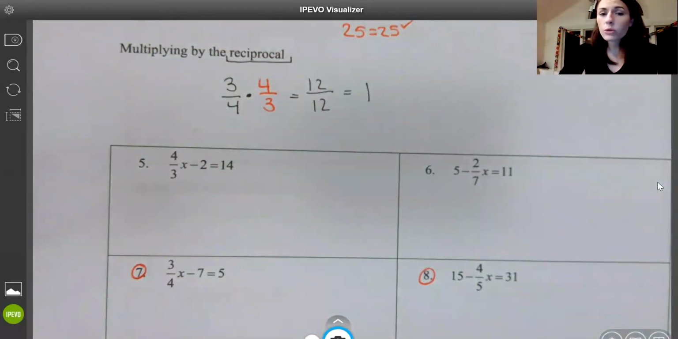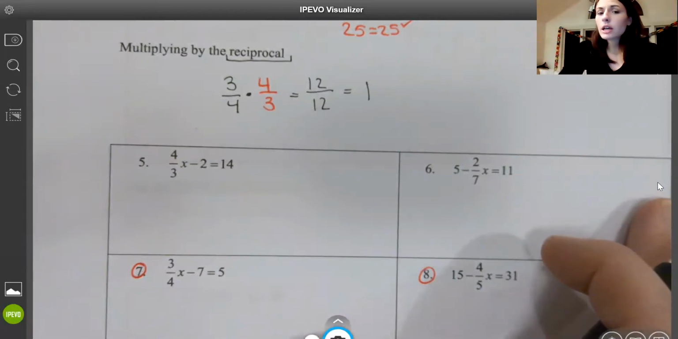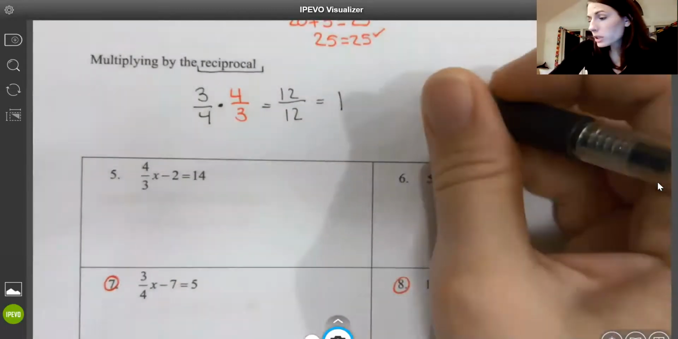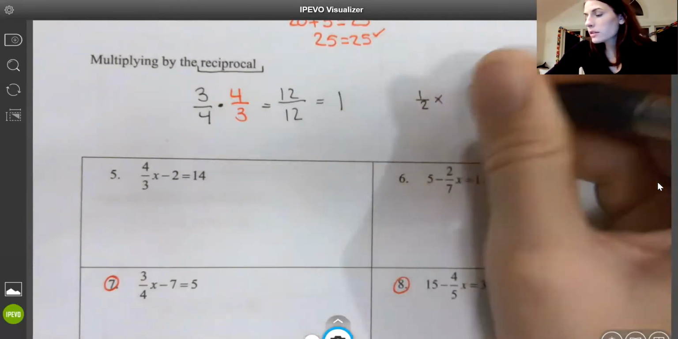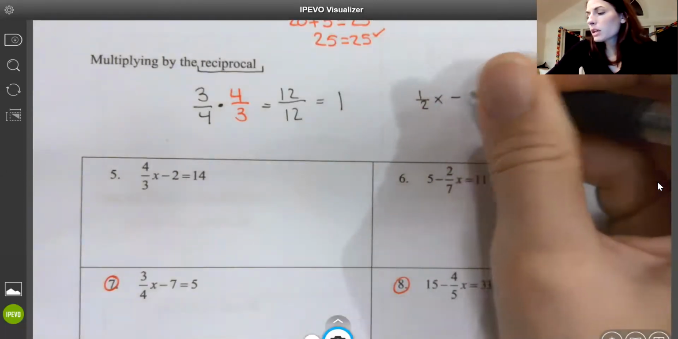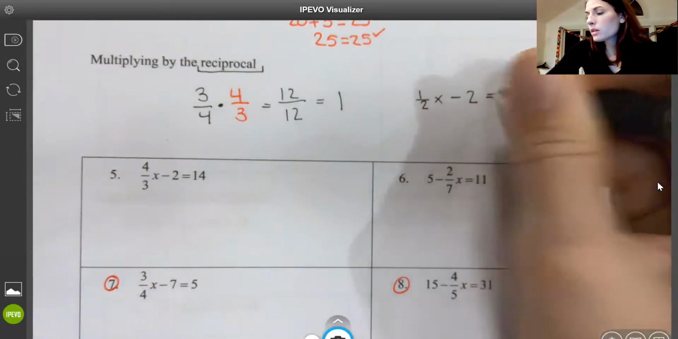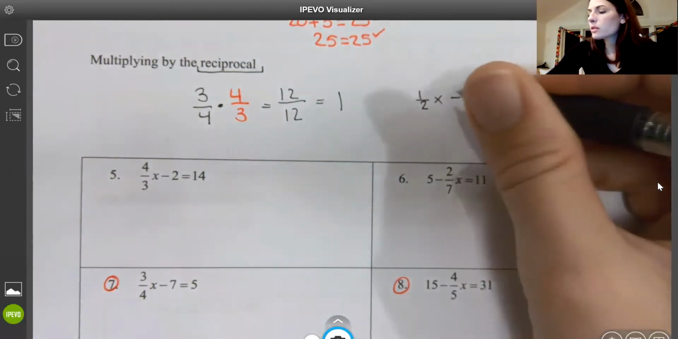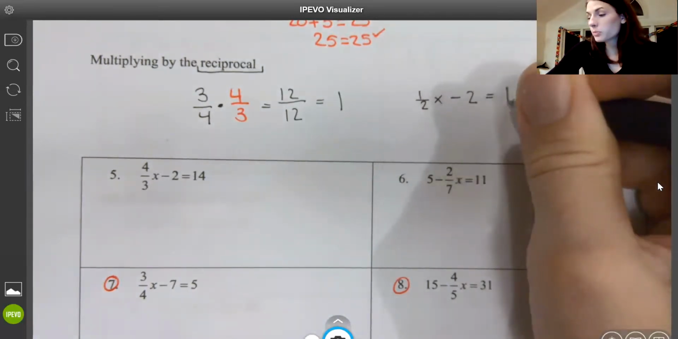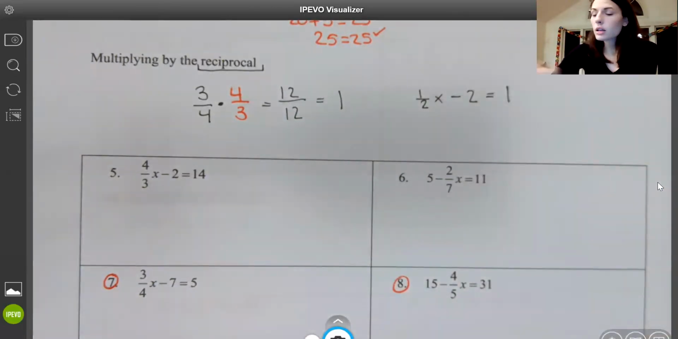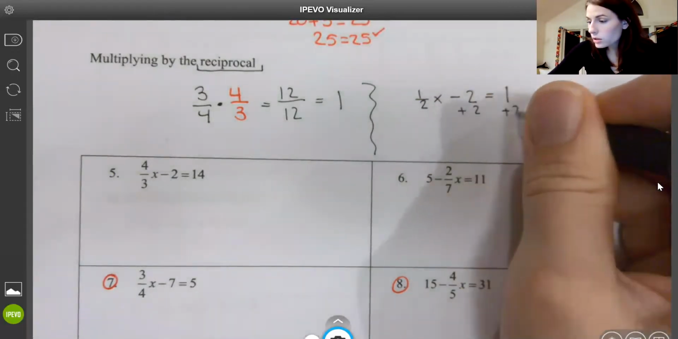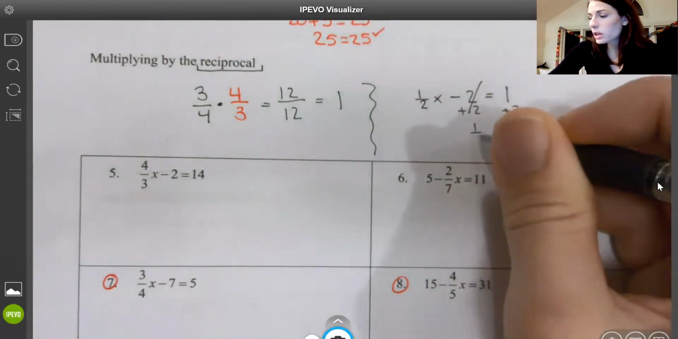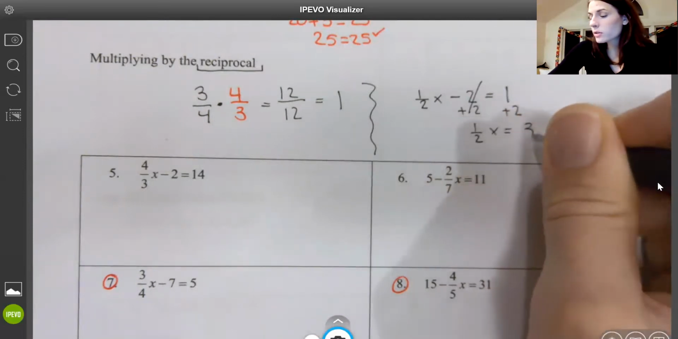And so this is helpful when we're solving equations, because, for example, let's say I had 1/2 x minus 2 equals 1. Okay. So if I'm solving this equation, then I can add 2 to both sides first. I have 1/2 x equals 3.